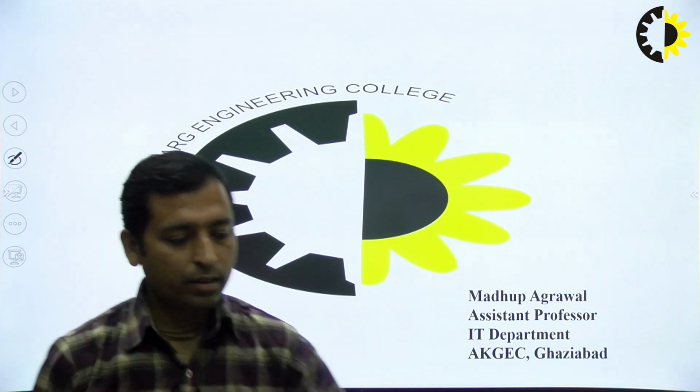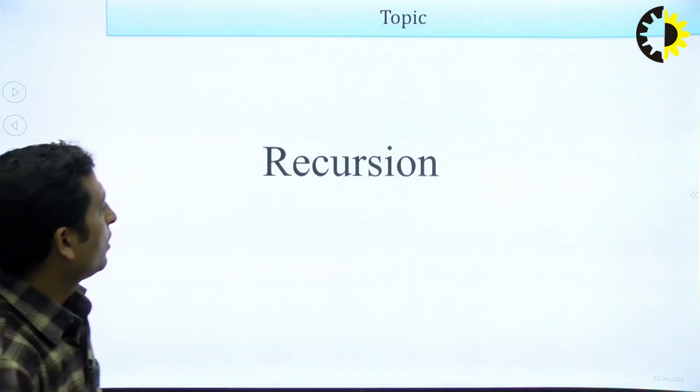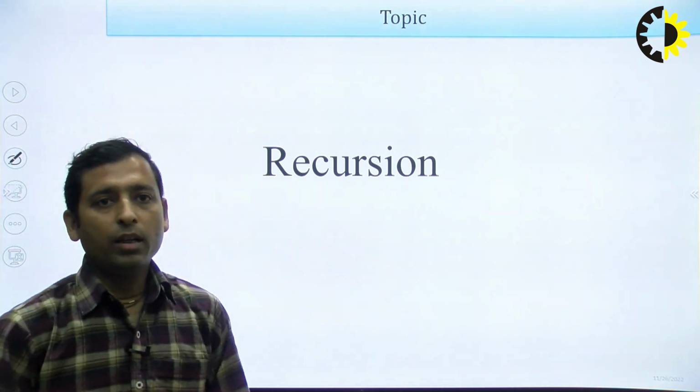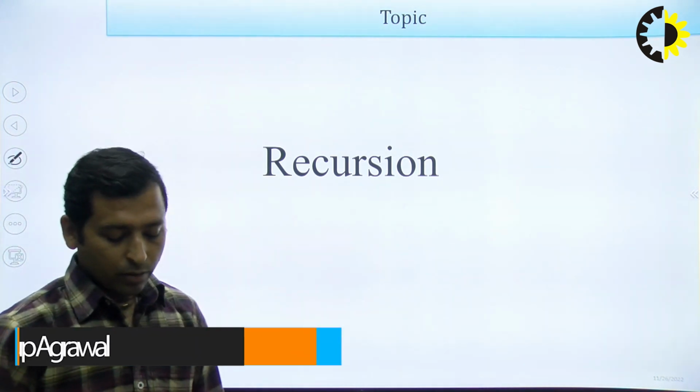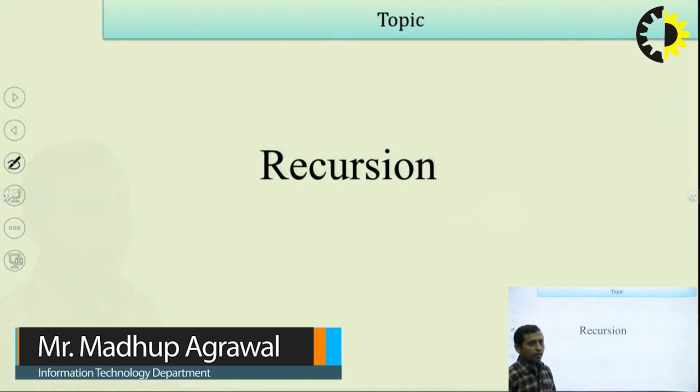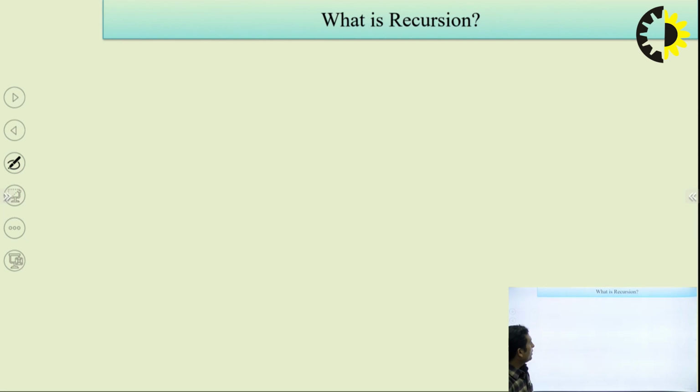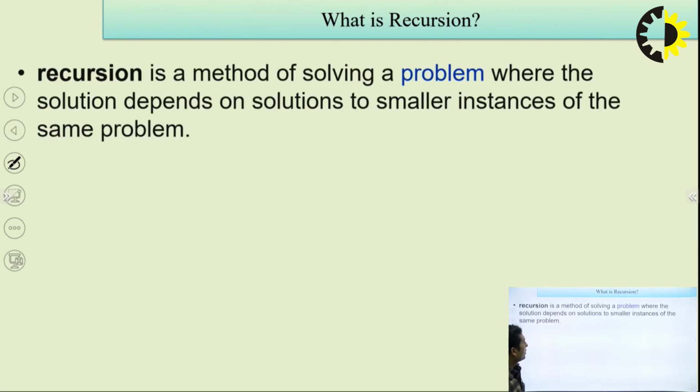Today our topic is recursion. This is a main topic of programming and a very useful topic. So, what is recursion? We simply say that recursion is a method of solving a problem where the solution depends on the solution to the smaller instance of the same problem. Means we break a big problem into similar kind of small problems and solve our problem accurately.